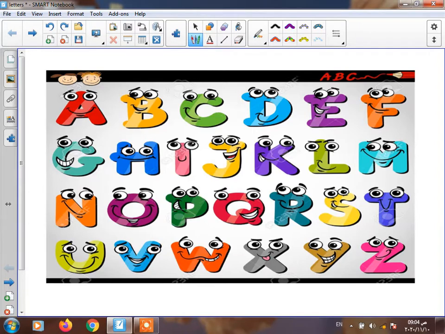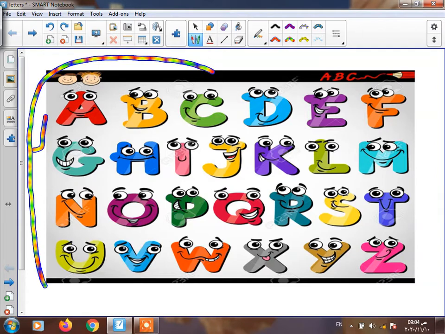KG2, what are these? Yes, these are alphabets. These are our alphabet or our letters in English. KG2, let's remember together.